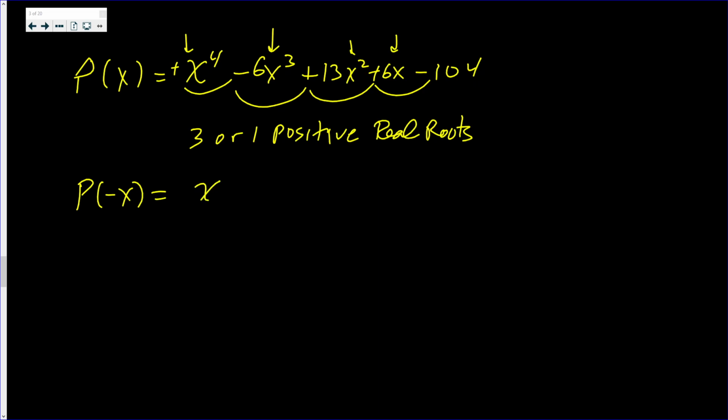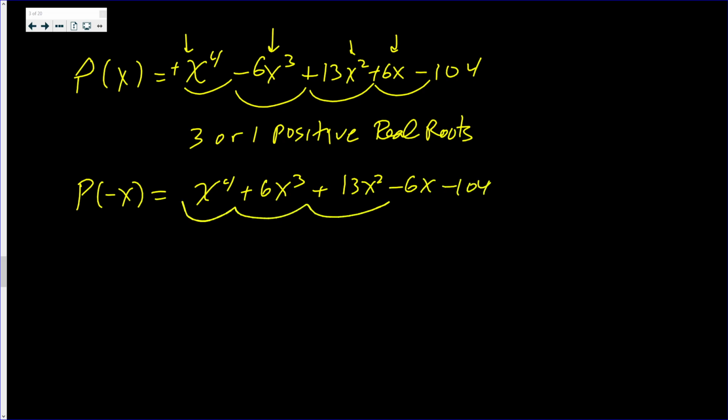You're still going to get x to the 4th plus 6x cubed plus 13x squared minus 6x minus 104. One sign change, one sign change. You can't go down by 2 if you're at 1. 1 minus 2 is negative 1. What would it mean to have negative 1 real negative roots? You will have 1 negative real root. I guarantee you of that.